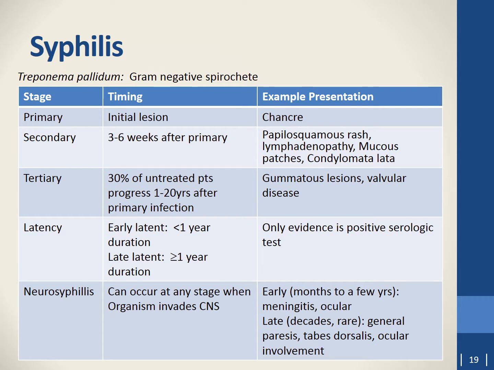In tertiary syphilis, about a third of untreated patients will progress within 20 years of their primary infection to tertiary syphilis, which means essentially 2/3 will not. So again, not everybody makes it into this stage. But if they do, you can see gummatous lesions or potentially cardiovascular valvular disease. You can actually have syphilis endocarditis.